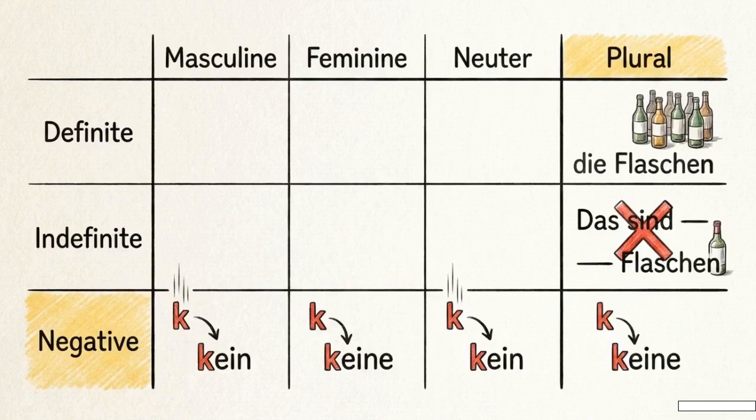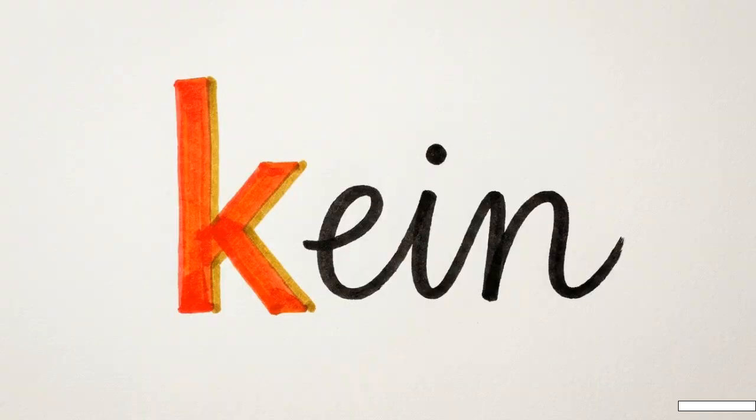For the plural column, definite articles always take die, so the bottles is die Flaschens. But there is no indefinite article for plurals. You drop it and say das sind Flaschens. Negation follows the pattern. Adding k makes kein and keine. Mastering the negative form requires 0 new vocabulary. It is strictly the application of a k prefix to the indefinite patterns already on our matrix.